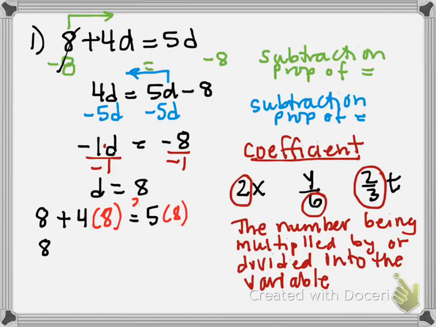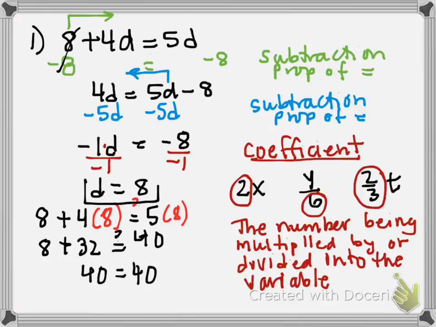So I get 8. 4 times 8 is 32. 5 times 8 is 40. 8 plus 32 is 40. Since 40 equals 40, what that says is yes, D has to equal 8.